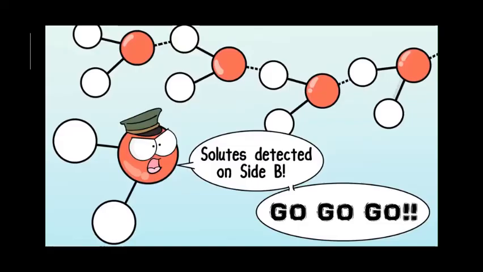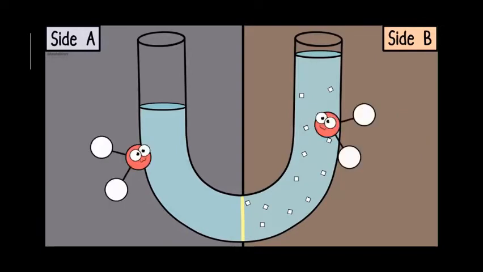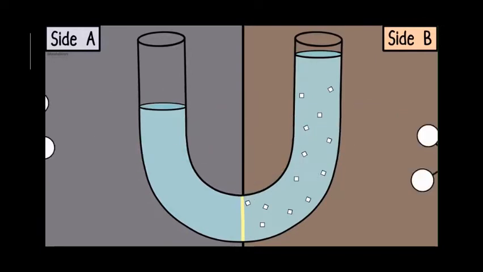You can almost think of the water as trying to equalize the concentrations, diluting side B. Once equilibrium is reached, the net movement of water across the two sides will be zero, but remember that water still likes to move and movement still occurs.